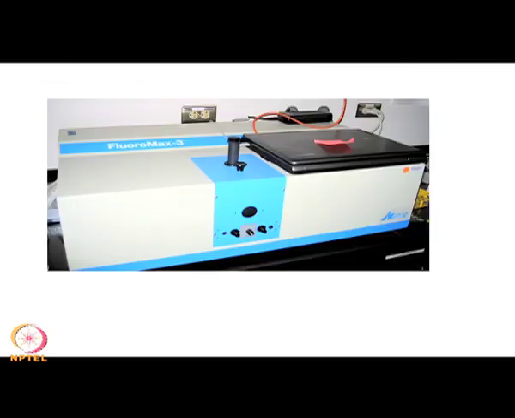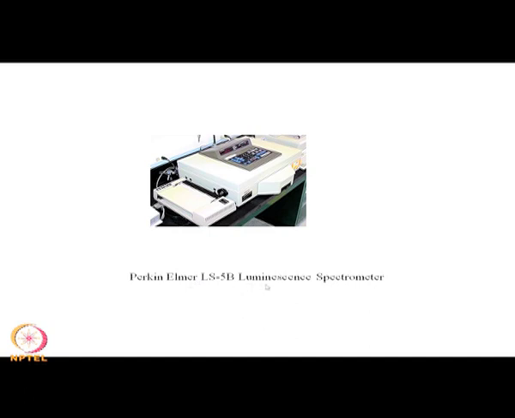And now I'll be giving photographs of some instruments, taken from various web sources. It is a Fluoromax 3. Although the Fluoromax 4 version is available, Fluoromax 3 is a Horiba fluorimeter. That's very useful. It is just a view of a fluorimeter. Okay, this is your sample chamber. And also this is a PerkinElmer luminescence spectrometer. This is the old version.